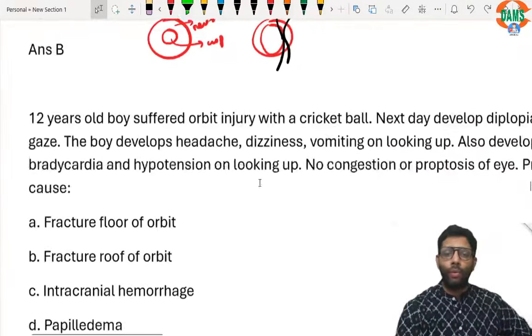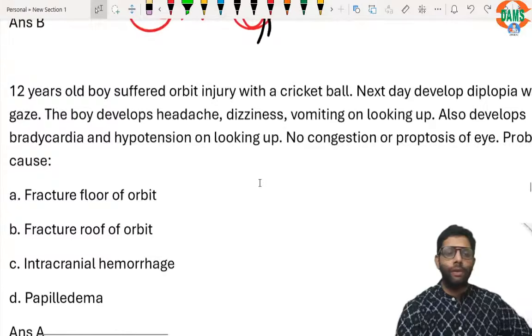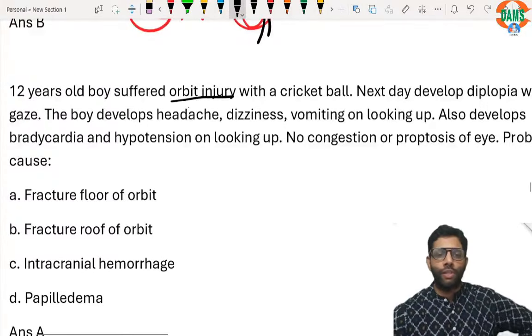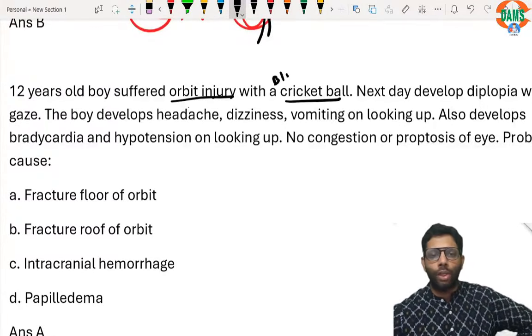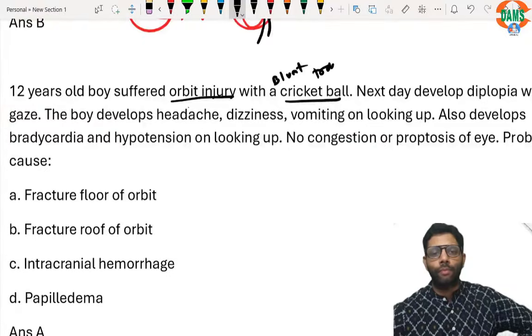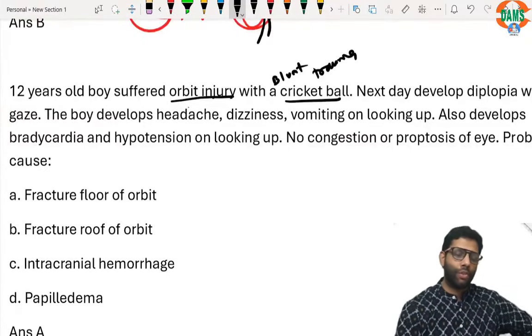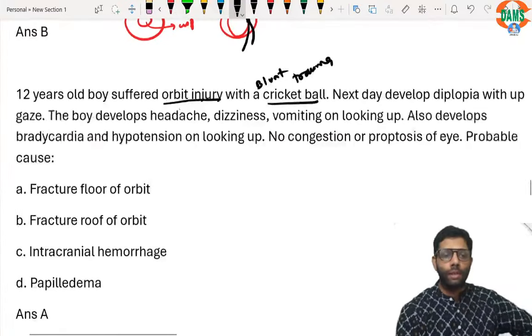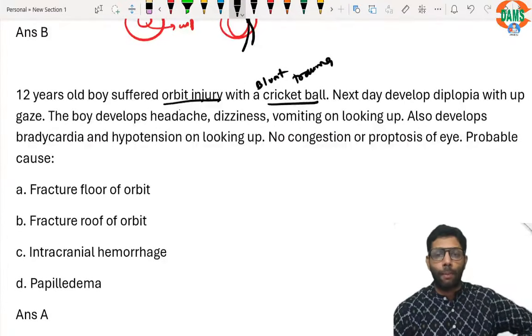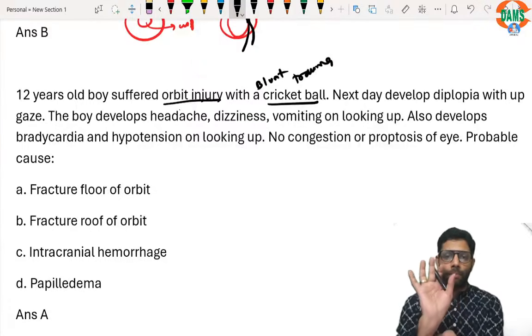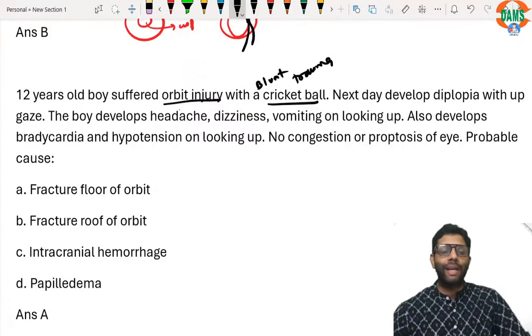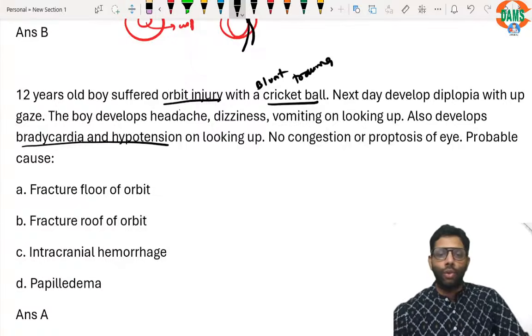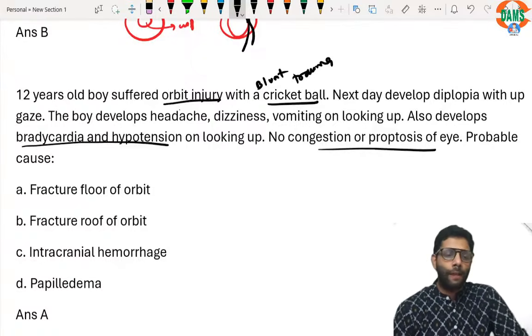Next, now a trauma question has been asked multiple times. A 12-year-old boy has suffered orbit injury with a cricket ball, meaning we are talking about blunt trauma. In FMGE, this question has come multiple times. Next day, diplopia is there, more on up gaze. And there was headache, dizziness, vomiting looking up. More diplopia looking up. Also develops bradycardia and hypertension. No congestion, no proptosis. Answer is what?